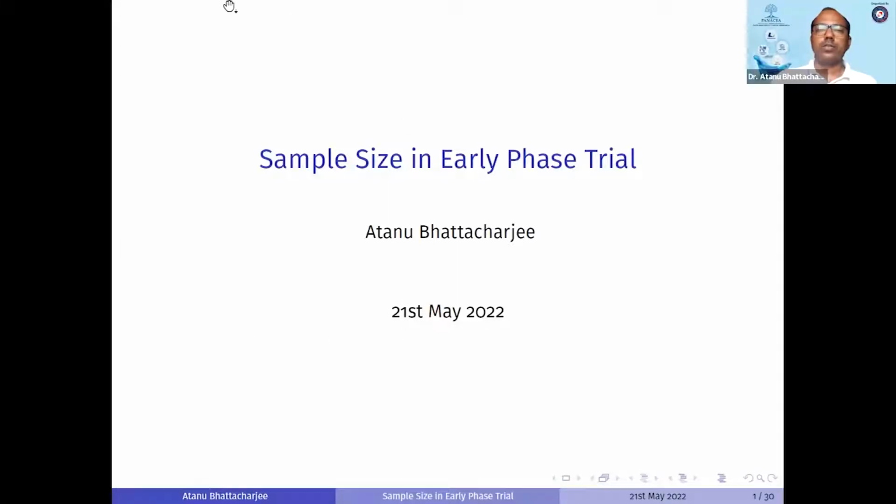Okay, so here I am going to talk about the sample size calculation procedure in early phase trials. So it's basically towards the oncology setup. And next, I would like to present on sample size calculations in the survival analysis context. Today, Dr. Ashish mentioned different points that are required to be kept in mind while we are going for sample size calculations.